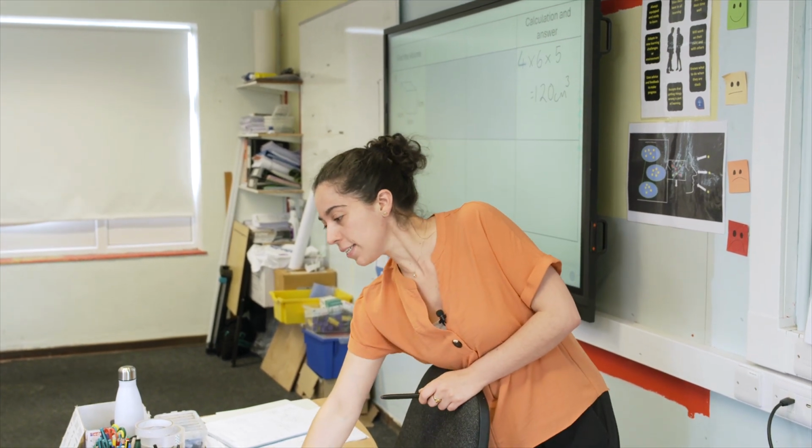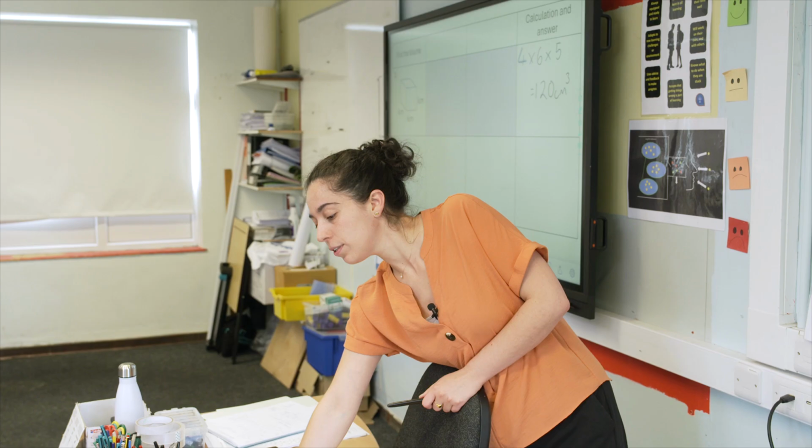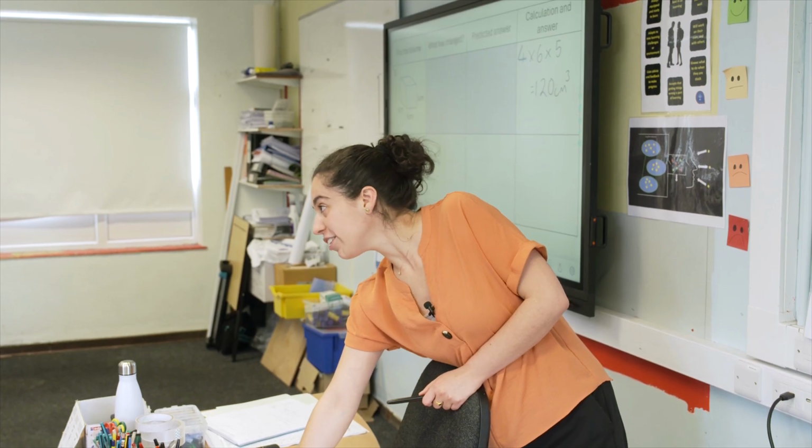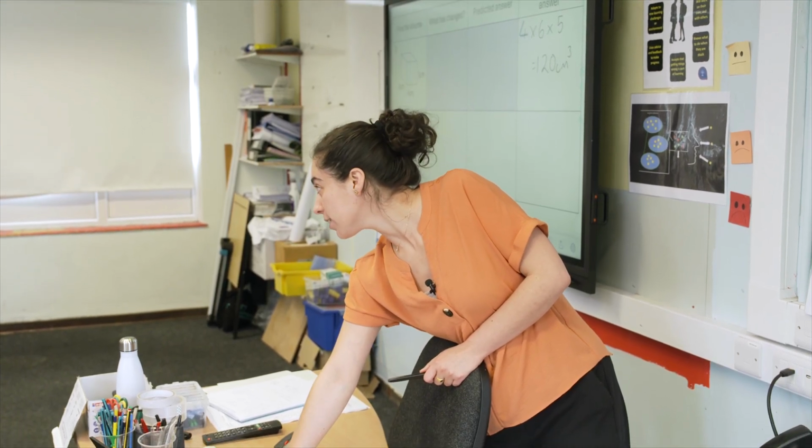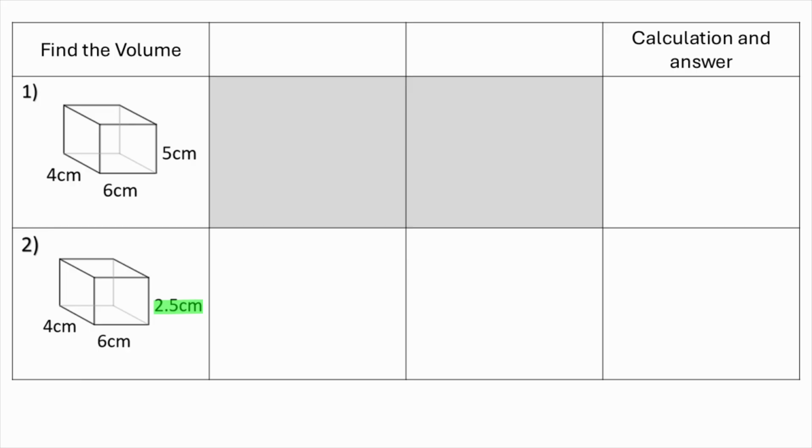Now, for this next question, on your whiteboards, I want you to write what has changed and what your predicted answer will be for this question. So you can write it as a sentence and then just your predicted answer. I don't want you to actually work it out.